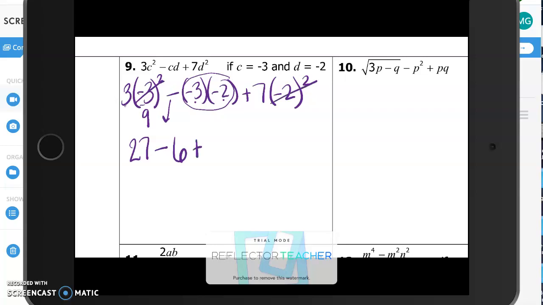Plus -2 squared is positive 4. 7 times 4 is 28. So 27 minus 6 plus 28 gives us 49.